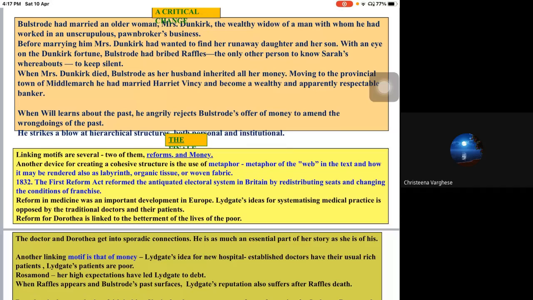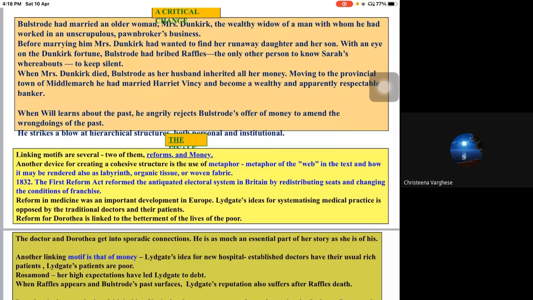Like you can see, 1832, the first Reform Act reformed the antiquated electoral system in Britain by redistributing seats and changing the condition of the franchise. And reform in medicine was an important development in Europe. Lydgate's ideas for systematizing medical practice are opposed by the traditional doctors and their patients. Reform for Dorothea is linked to the betterment of the lives of the poor. It's like a web, isn't it? Each one connecting with the other. So reform, then reform in the medical field, then reform for the betterment of the lives of the poor.